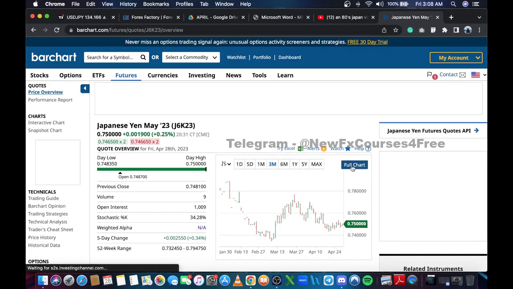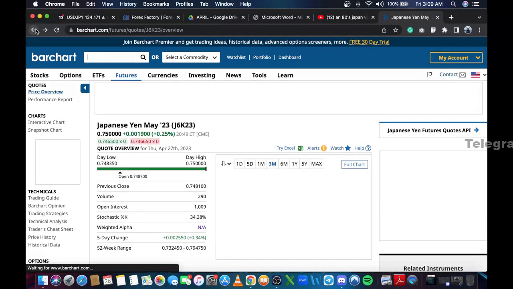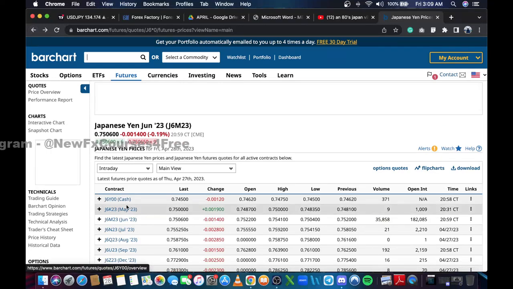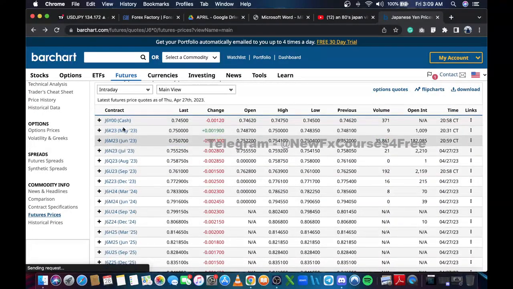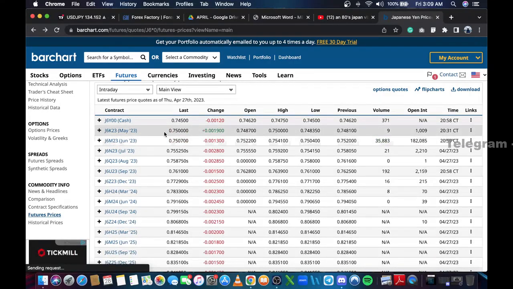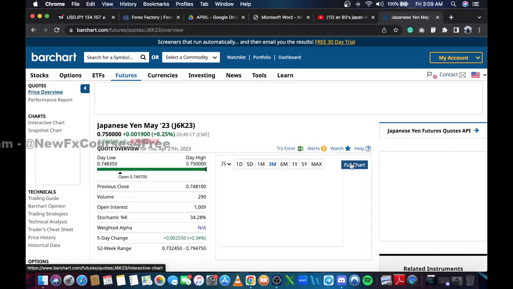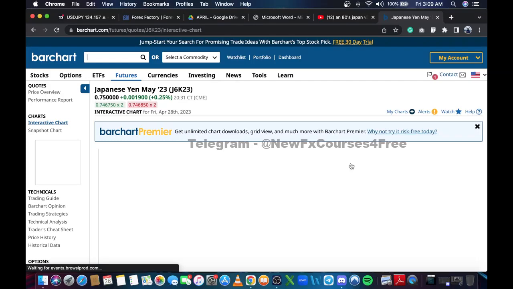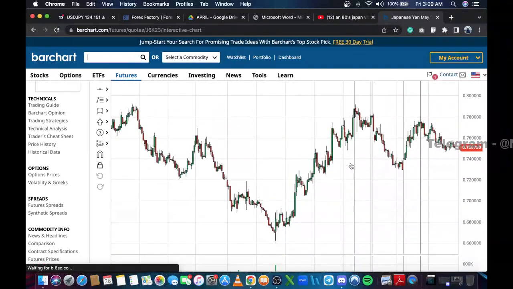All right, so you go into full chart, and also, something I forgot to mention: when you're selecting the contract month for your futures contract to do your analysis on, you always want to make sure you select the most recent month. So our nearest contract month is May, because we're going into May, so we want to select May as our nearest contract month. You go to full chart, and this is our chart on yen.